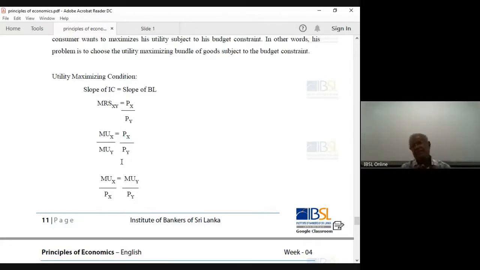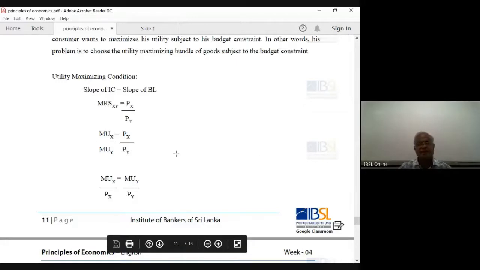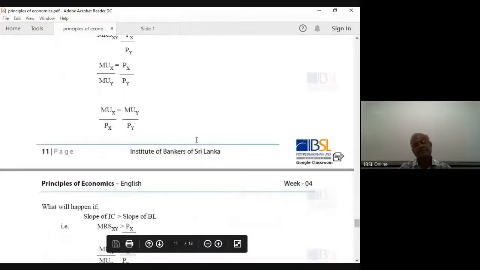So the tangency condition is, mathematically speaking, that the slopes of the two curves are the same. The slope of the indifference curve equals the slope of the budget line. The slope of the indifference curve is MRS. The slope of the budget line is Px over Py, the relative price. That is, MUx over MUy equals Px over Py. You can rearrange that: MUx over Px is equal to MUy over Py.